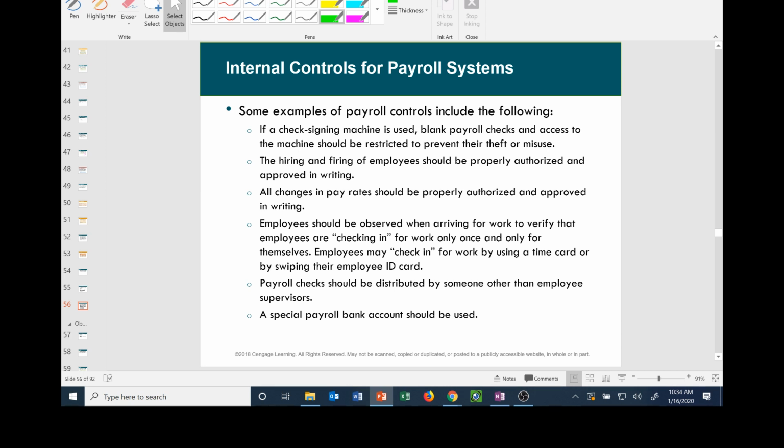All right, internal control, we definitely have to have that over payroll. Make sure people don't turn in too many hours.